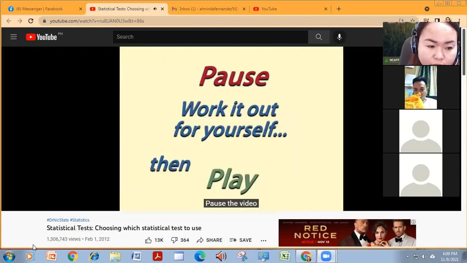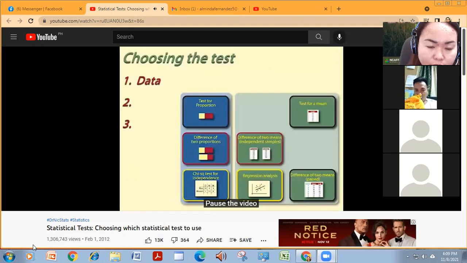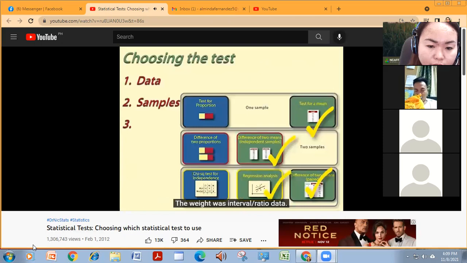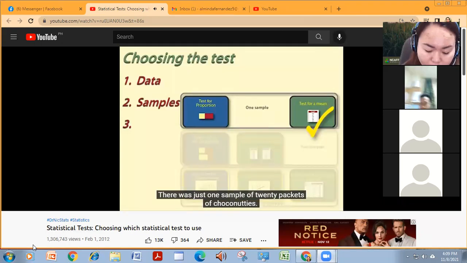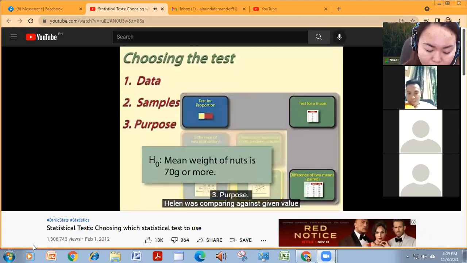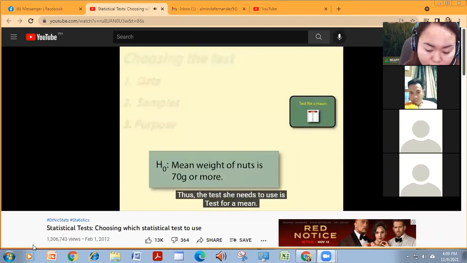Pause the video. 1. Data. The weight was interval ratio data. 2. Samples. There was just one sample of 20 packets of chocolaties. 3. Purpose. Helen was comparing against a given value. Thus, the test she needs to use is test for a mean.